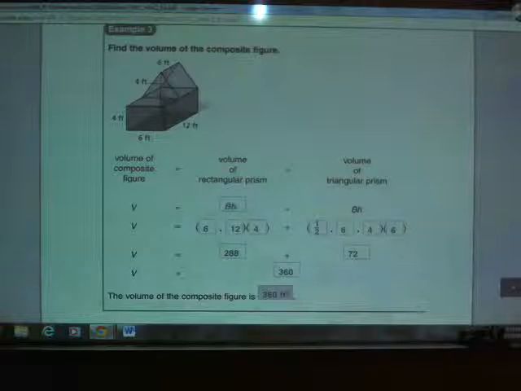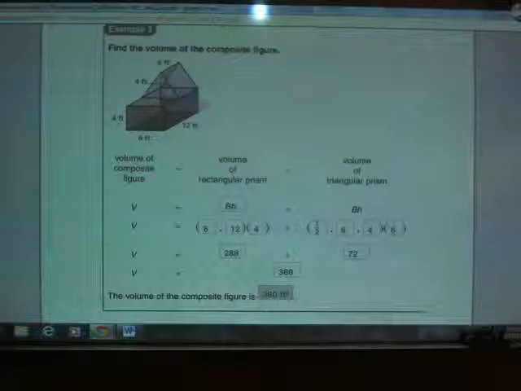Now, as we come down here to number 3, it is a composite figure. We've dealt with composite shapes in 2D, and now here they are in 3D. All a composite figure is, it's an amalgamation of shapes. We're putting a bunch of shapes together and saying, this is one giant figure, find the volume of it. So to find the volume here, we're going to find the volume of each piece and simply add those volumes together, and that will be the volume of my composite figure.